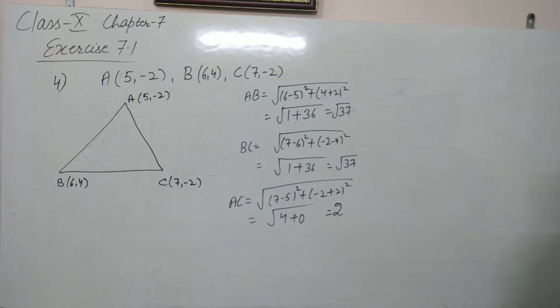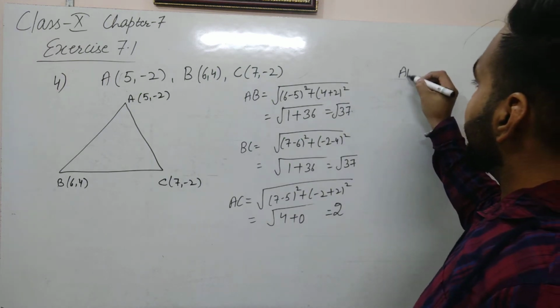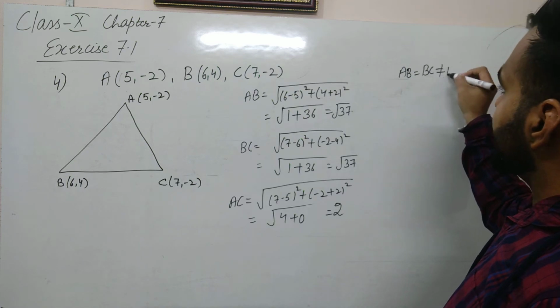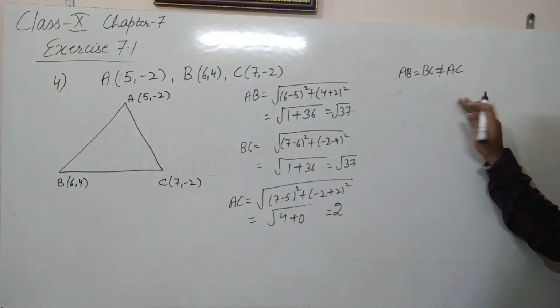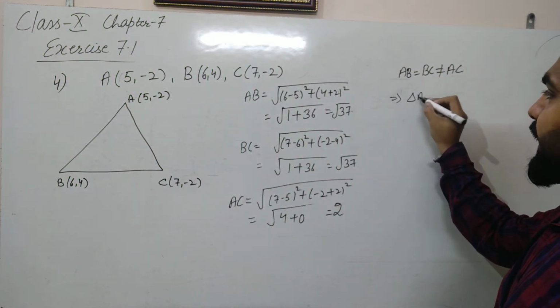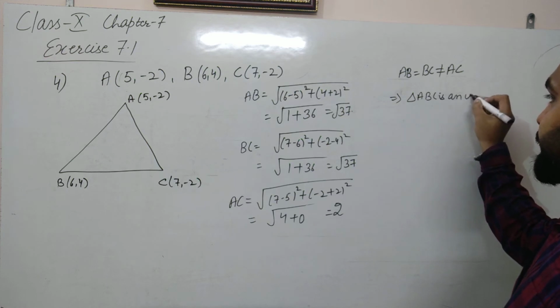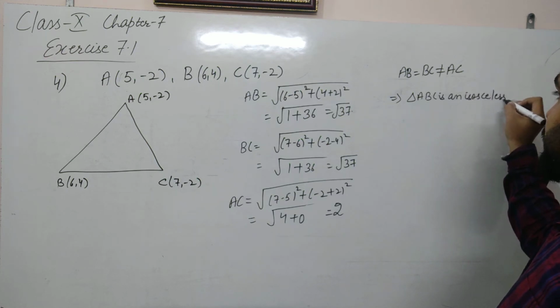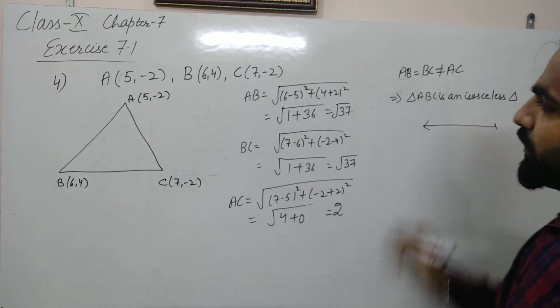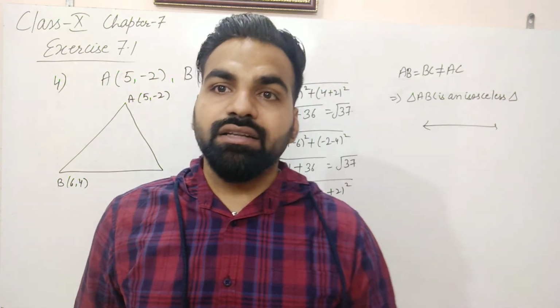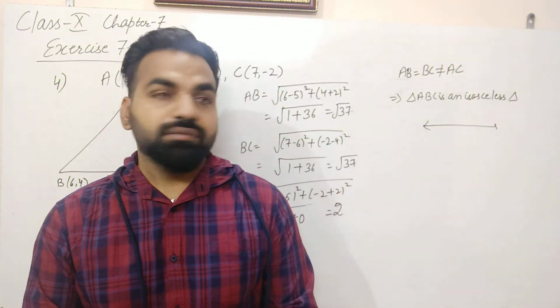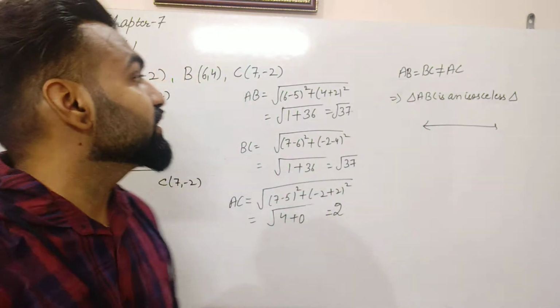So now we can see that AB is equal to BC. Here AB is equal to BC, not equal to AC. So two sides are equal in this triangle, the third side is unequal. So we can say that triangle ABC is an isosceles triangle. And in case all three sides are equal, then we could say that the triangle is an equilateral triangle. But here two sides are equal, so the triangle is isosceles.